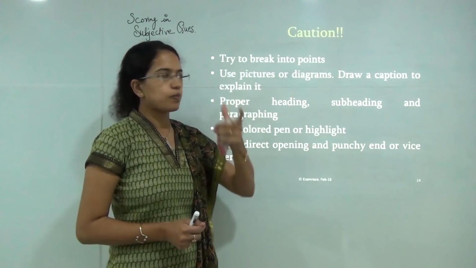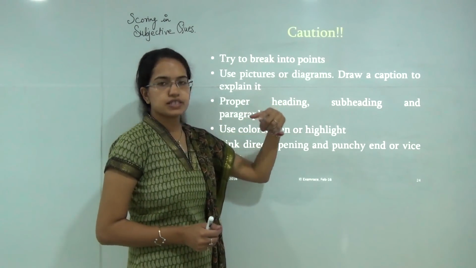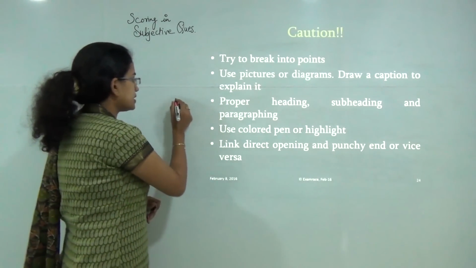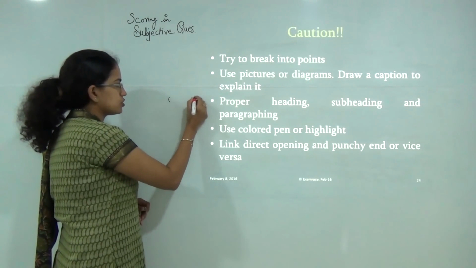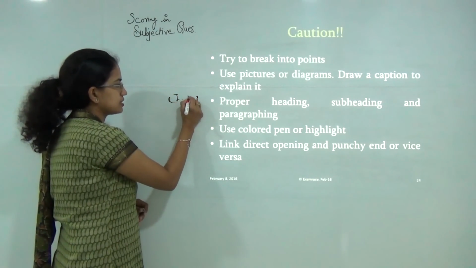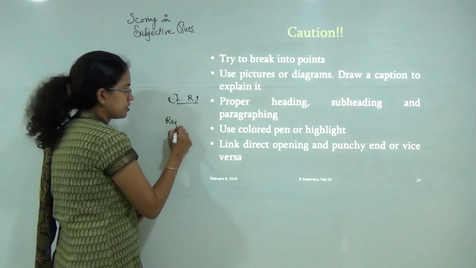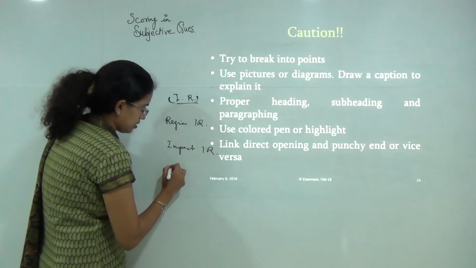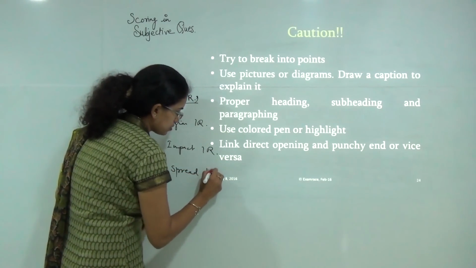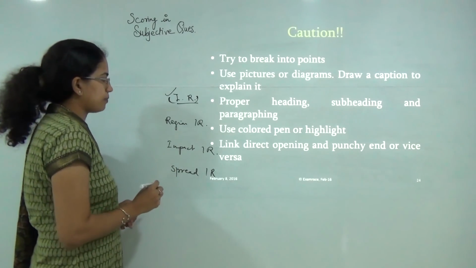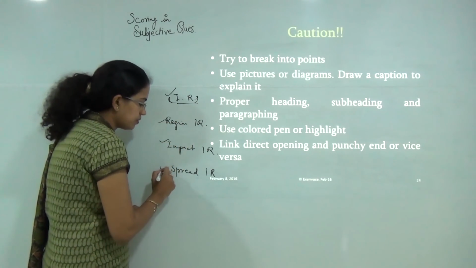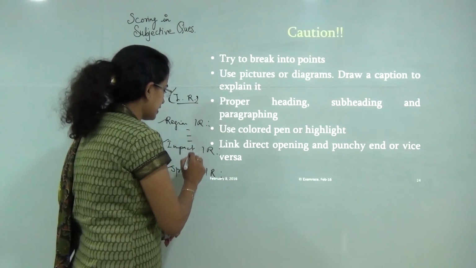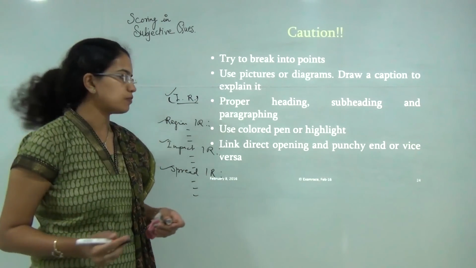Try to break down the things into points. Use pictures or diagrams, as we said. For any diagram you are using, try to mention a caption for it. Try to mention things in proper heading and subheading formats. So this is the top heading, for example, Industrial Revolution, Regions of Industrial Revolution, Impact of Industrial Revolution, Spread of Industrial Revolution. Okay, so what I am trying to do is, Industrial Revolution is my main topic, so that's my heading. I am trying to jot down the subheadings and I am trying to paragraph it further, and then I can write it under points or paragraph, whatever the answer can be.